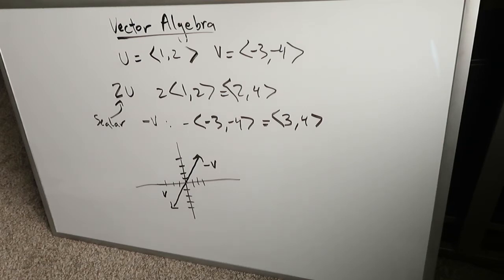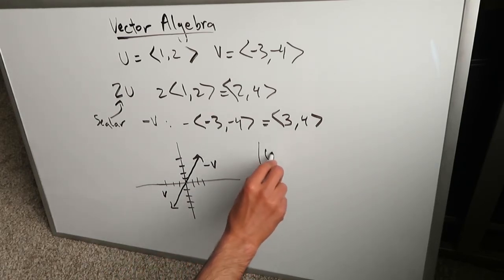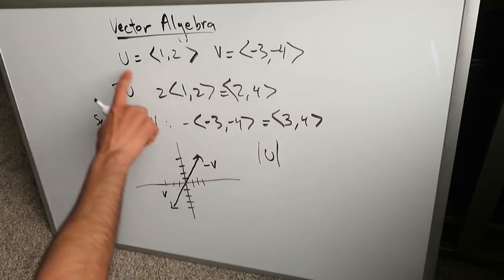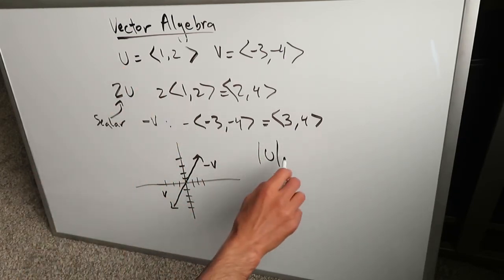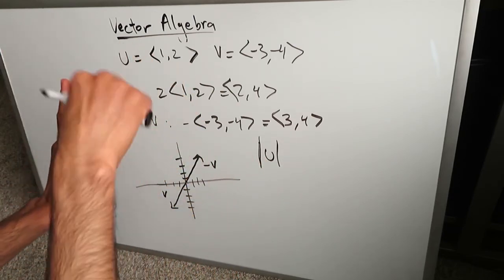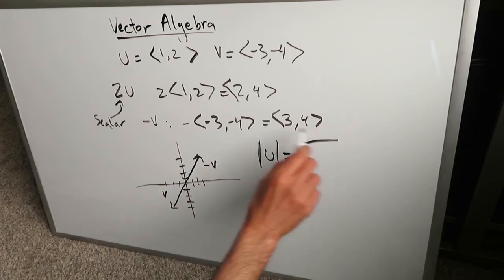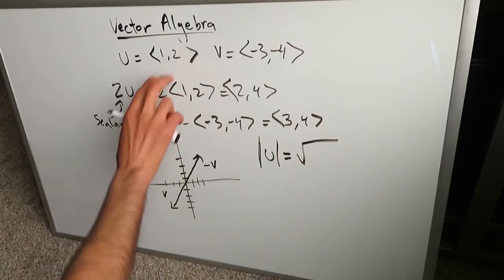If you're given a coordinate pair, there's a specific formula for you to calculate the magnitude. The formula would be this. You want to use these vertical bars. If I want to find the magnitude of u, the formula is this. This right here represents the magnitude. These two parallel lines mean the magnitude of whatever vector is in it. The magnitude of u is equal to the square root of the items within it.